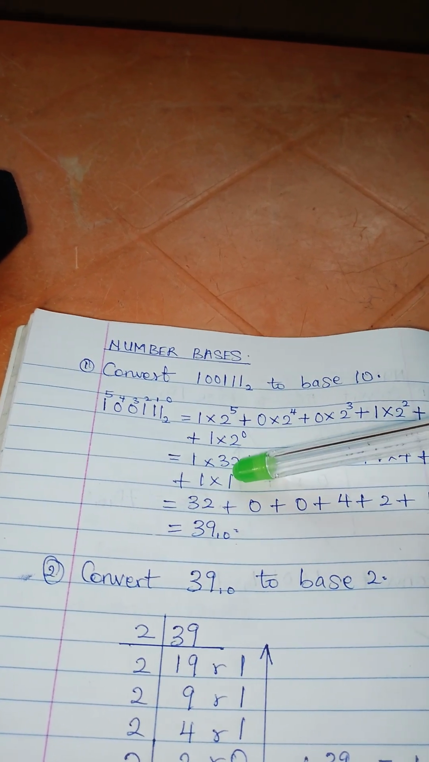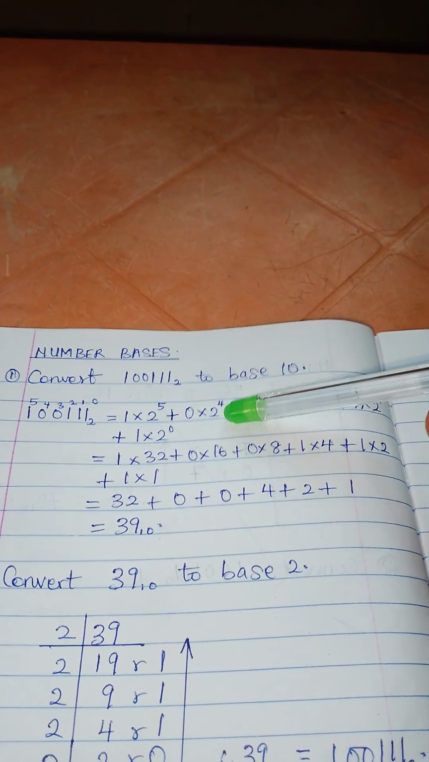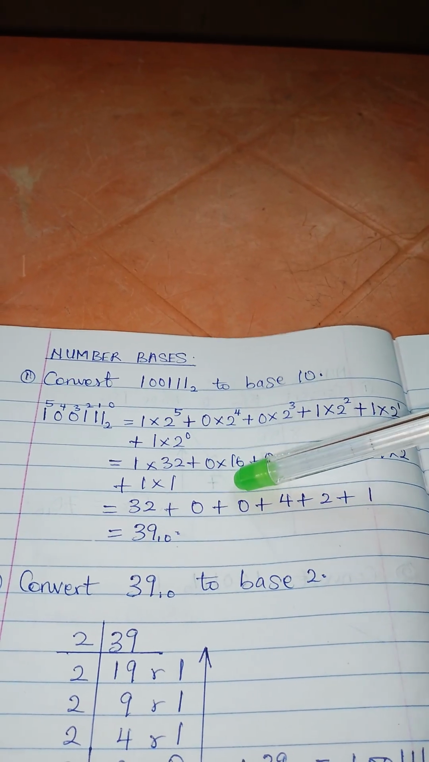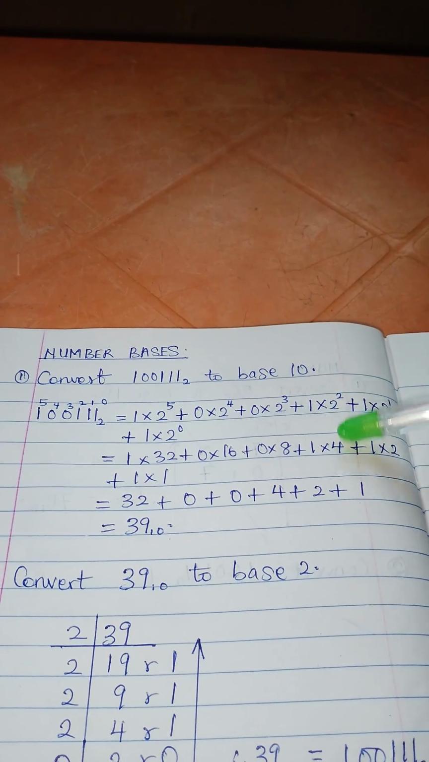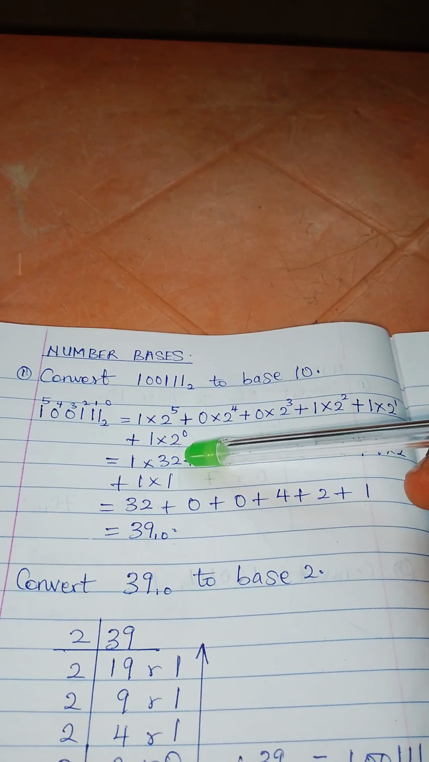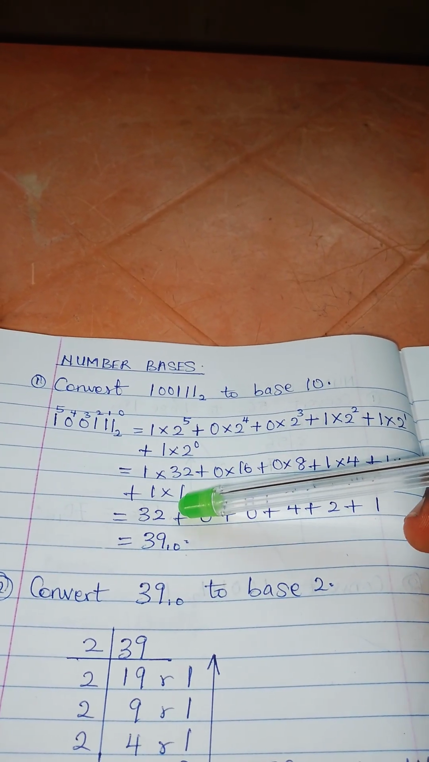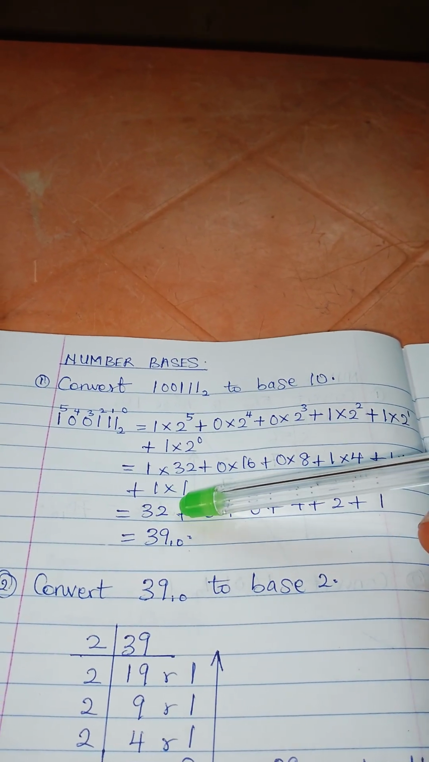So you have 1 times 32. Then here we have 0 times 2 raised to the power 4. 2 raised to the power 4 is 2 times 2 times 2 times 2, in 4 places, that's 16. 0 times 16. Same thing, 2 raised to the power 3 is 8, 2 raised to the power 2 is 4, 2 raised to the power 1 is 2. And anything raised to power 0 is 1. Any number at all, 2, 3, a million, a billion, to the power of 0 is 1. So that's 1 times 1.